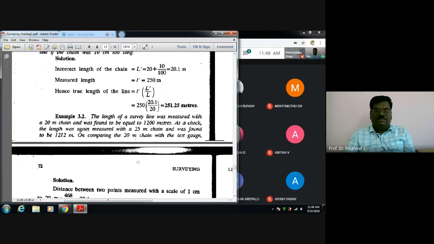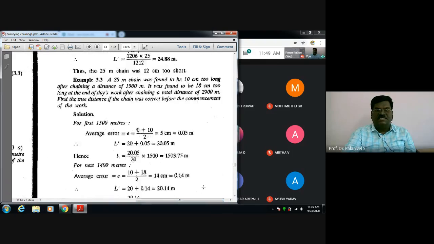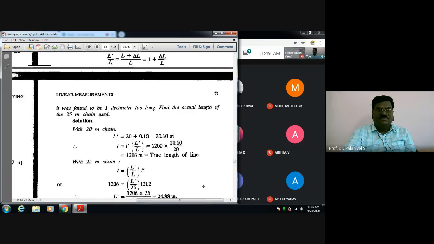Using the 20-meter chain, it is found to be 1,200 meter. Using the 25-meter chain, the same length is measured again and found to be 1,212 meter. So there is an anomaly. What happened? On comparing the 20-meter chain with the test gauge, the surveyor checked the chain. The 20-meter chain is found to be 1 decimeter too long. Find the actual length of the 20-meter chain used. Please see how we do that.